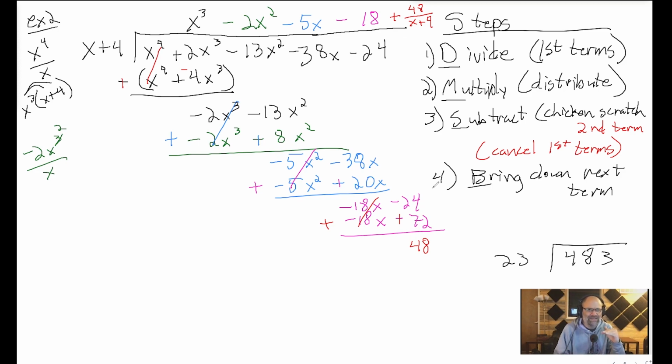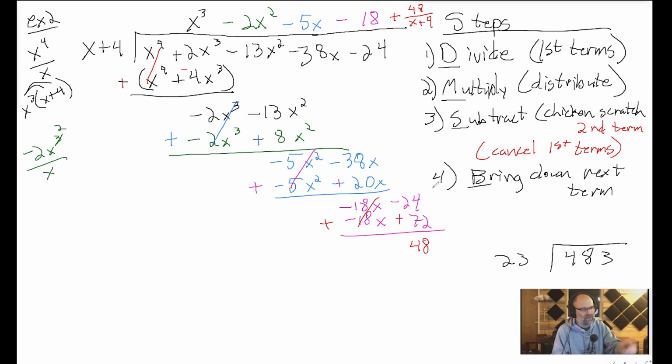Is that okay? Is it doable? Again, here's what makes these problems difficult. Every one of these steps is stuff you know how to do. You know how to divide x to the fourth by x. You know how to distribute. You know how to chicken scratch and subtract. You certainly know how to bring down the next term, but you have to do that like 4 times. So this problem is like 20 math problems in one. It's not difficult stuff. It's just tedious and long, but remembering the steps is the most difficult thing.